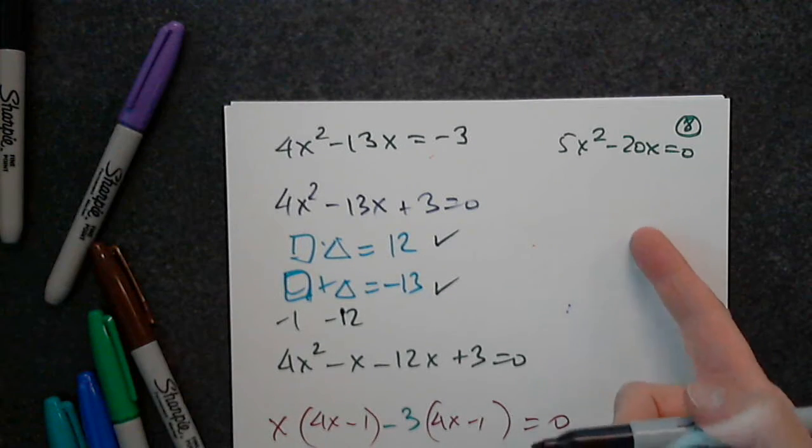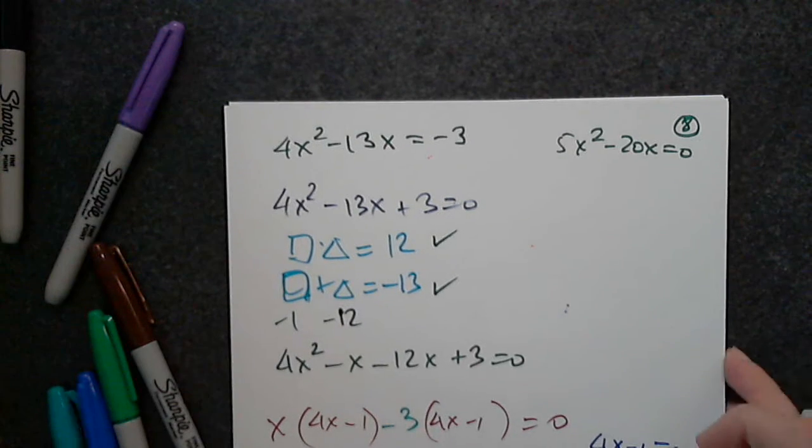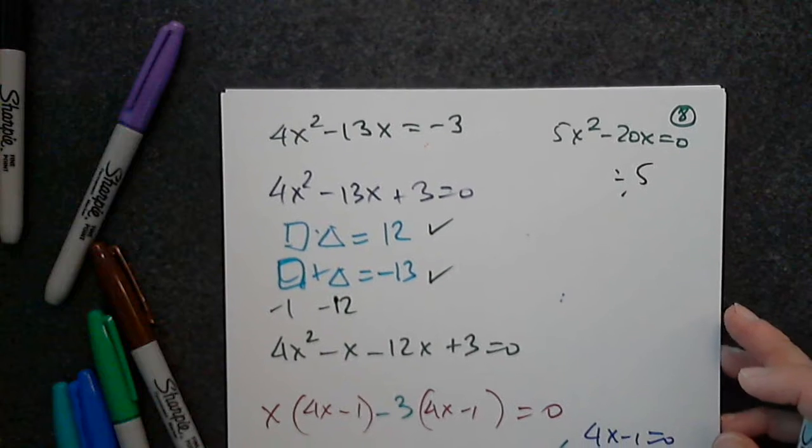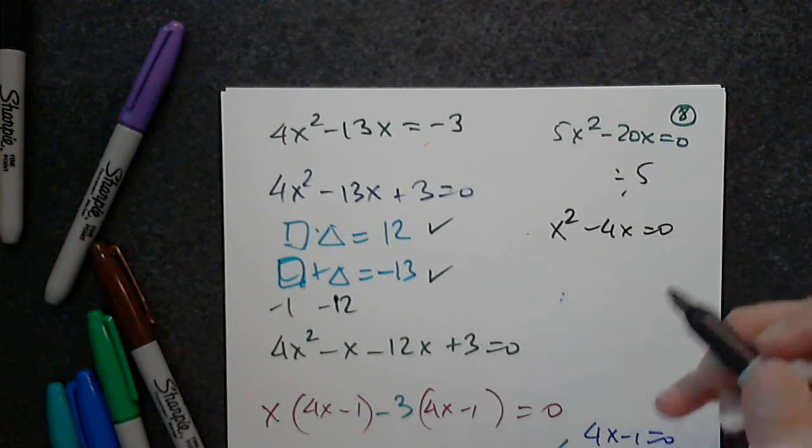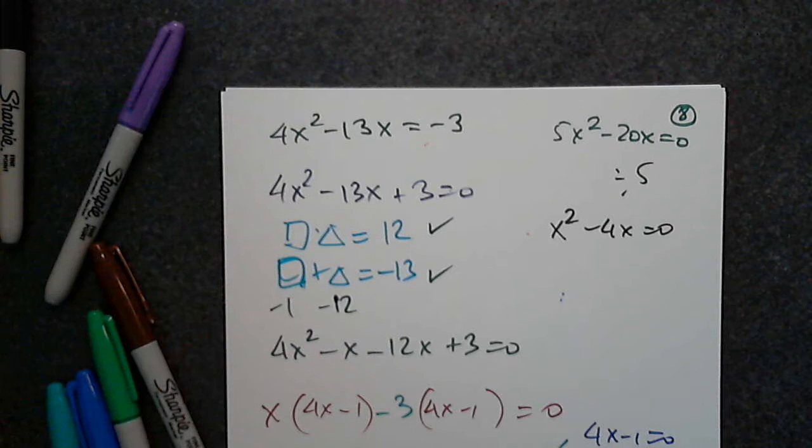How do I solve this? It's an equation. First, I will definitely divide both sides by 5. I cannot divide by x. But I get x squared minus 4x equals 0. Remember, a quadratic equation that does not have the free term is always the easiest possible type of quadratic equation. Why? What should I do next?